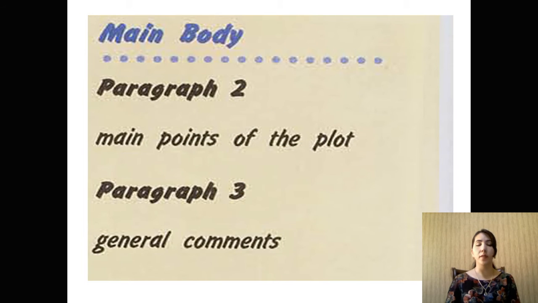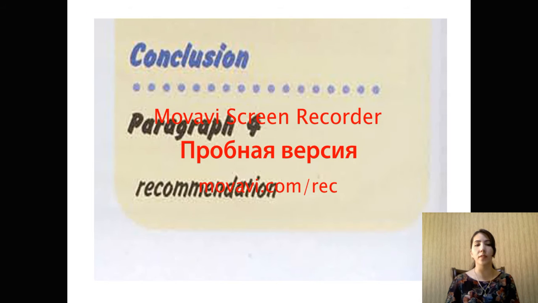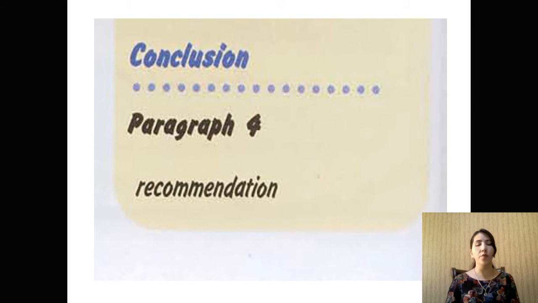In main body, you can write 2 paragraphs. In paragraph first, you may write about main points of the plot. In paragraph 2, general comments. Now let's move on to conclusion. In conclusion, you write just 1 paragraph in which you will include your recommendations.